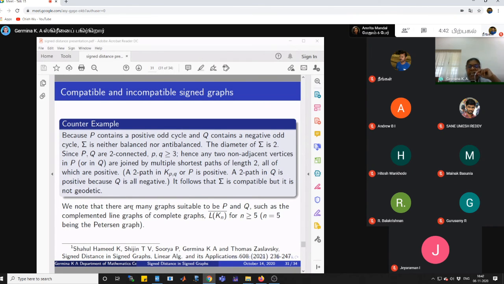So we can see that there are many graphs suitable to be P and Q, such as the complemented line graphs of complete graphs for n greater than or equal to 5. And you can notice that for n equal to 5, it is nothing but a Petersen graph.